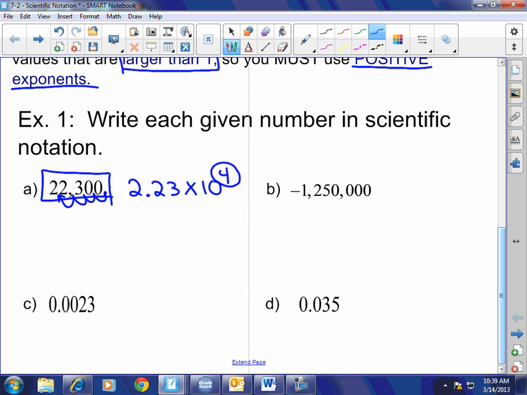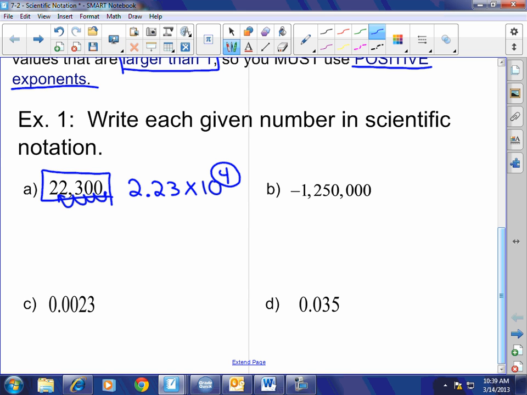Whenever you have a number that is larger than 1, you are adding exponents. Whenever you have a number, whether it's negative or positive, whenever you have an absolute value that is larger than 1, you are adding exponents. Whenever you have an absolute value that is less than 1, you are subtracting exponents.